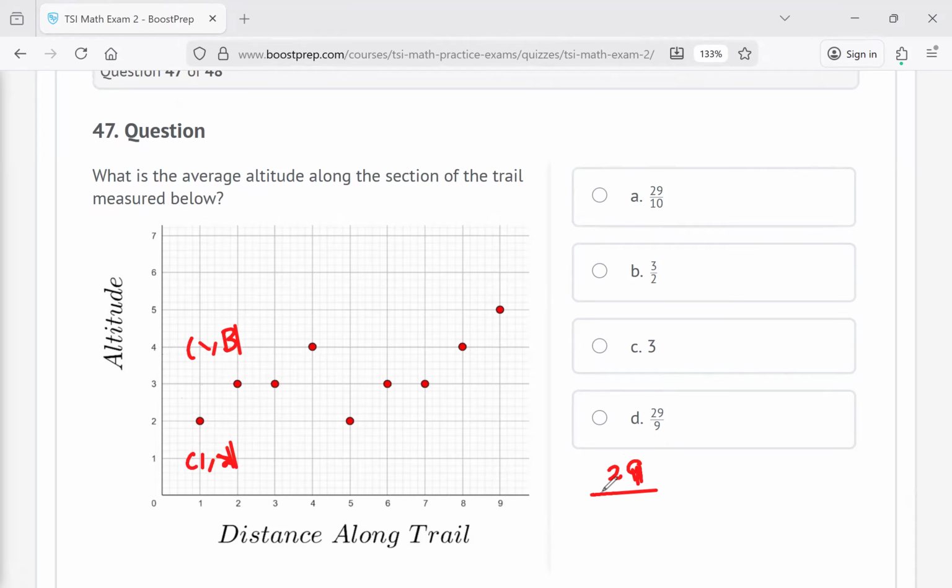And then the sum of the altitude is 29, and there are 9 measurements in total. So it's 29 over 9, which is D.